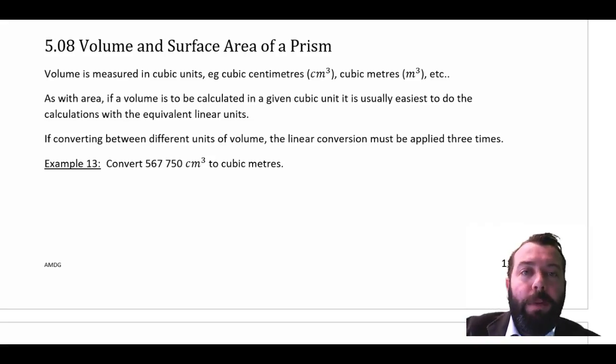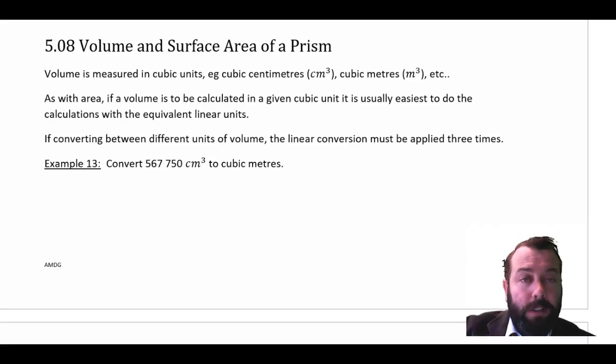Now first of all we're going to talk about volume and units of volume. These are cubic units: cubic centimeters and cubic meters are the two that we're going to use the most. Now to do volume conversions we do the linear conversion 3 times.